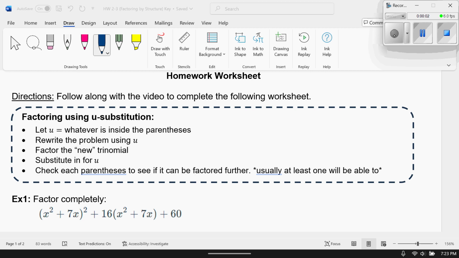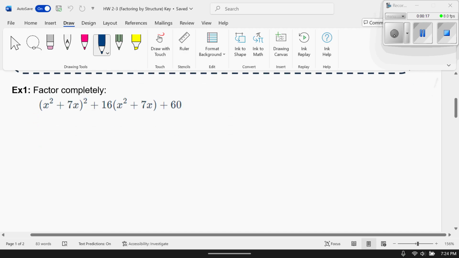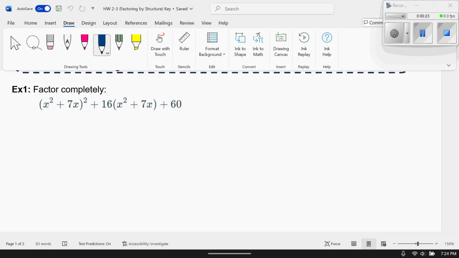In this video, we are going to factor by structure using U substitution. And the whole point of this method is to take something that looks really complicated and make it look a lot more basic. So in example 1, we have something that looks awful. And when it says factor, you're not supposed to multiply out and distribute and combine like terms. We're going to factor using what they gave us.